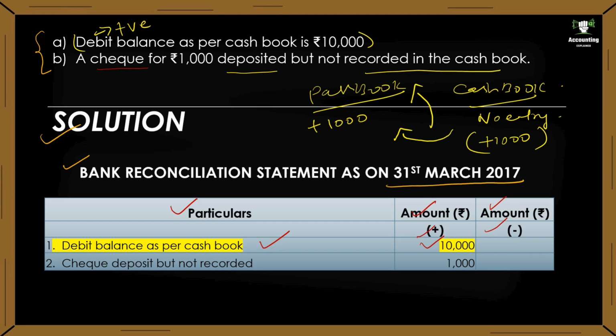So the next point in our BRS is check deposited but not recorded. This means this check would have got deposited directly into the bank. Okay. For that, what we have seen here, we have to add this rupees 1,000. So we are adding 1,000, or we are writing 1,000 rupees in the addition column.